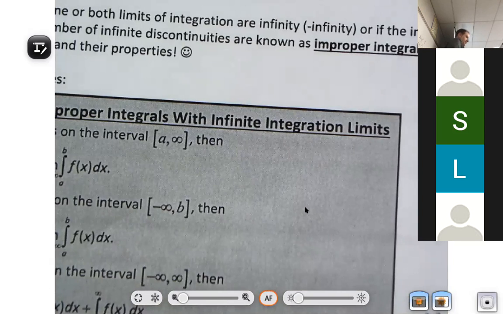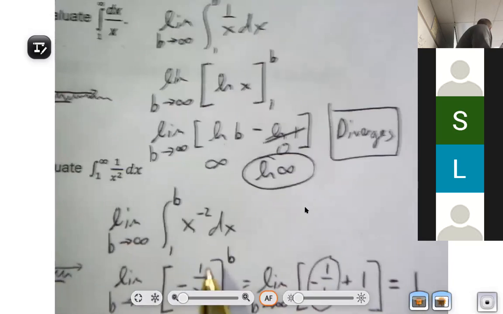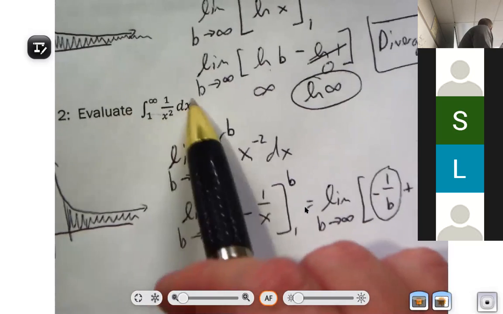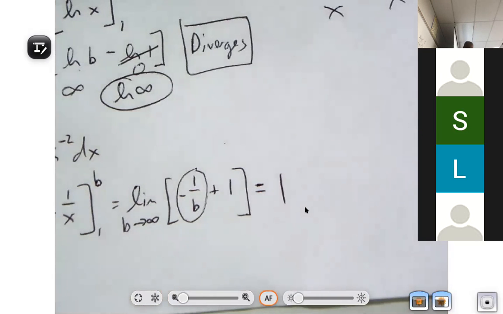For our answer, do we just write converges to 1 or 1? Well, the way I would write it, if they say evaluate this, I would say this equals 1. You wouldn't even need to write converges.